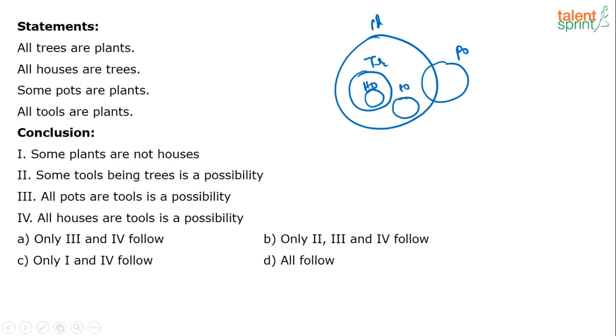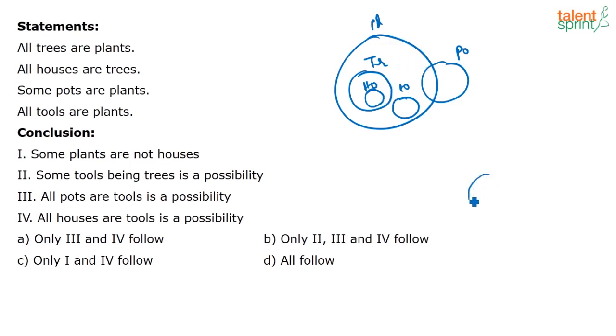Now, what is given in the conclusion? Some plants are not houses. So, some plants are not houses. Is that true? No. Okay, this is plant, this is house. So, if you look at this diagram, yes, this is the basic diagram that we have drawn. So, if you look at this diagram, you feel that some plants are not houses.